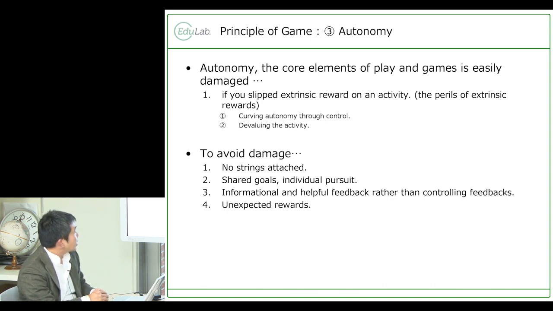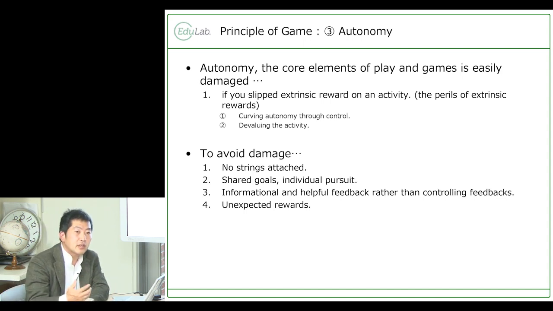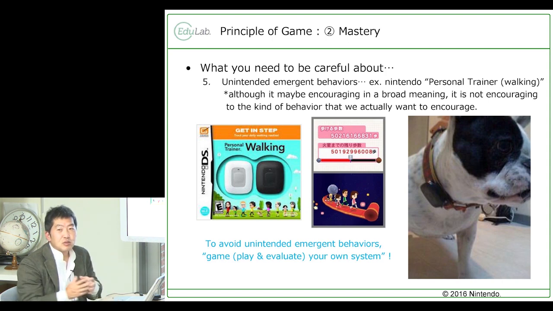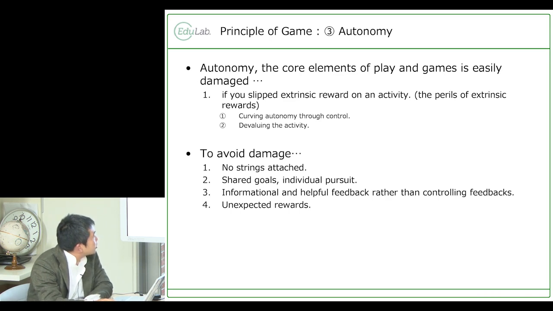And also, shared goals and individual pursuit is another great way to avoid this damage, because there are friends there. You want to quit, but there are friends there. But also, you don't want to find out that your friend was a dog, right? So this is where avoiding cheating comes in. And also, informational and helpful feedback rather than controlling feedback.